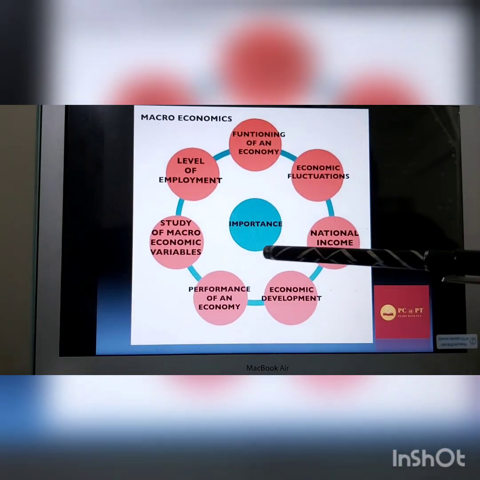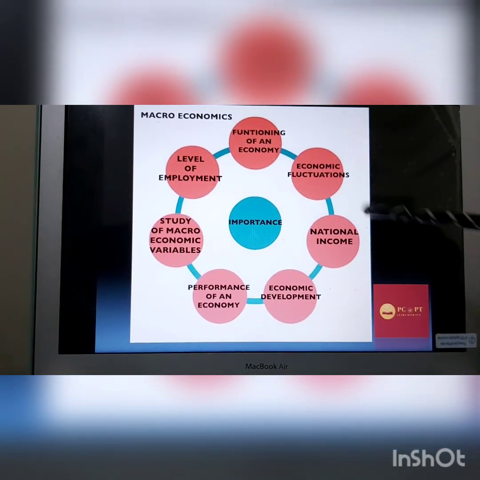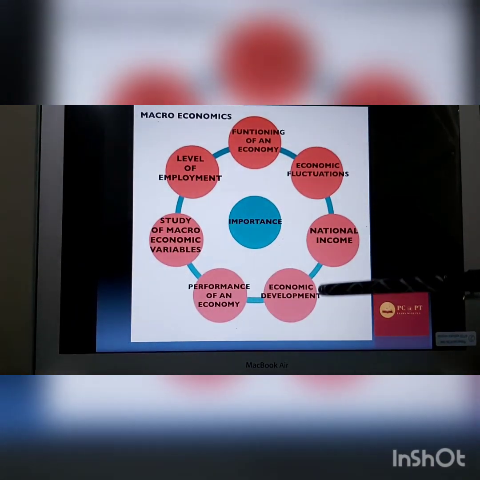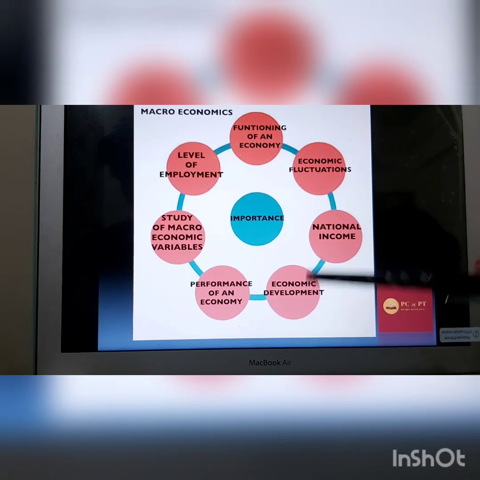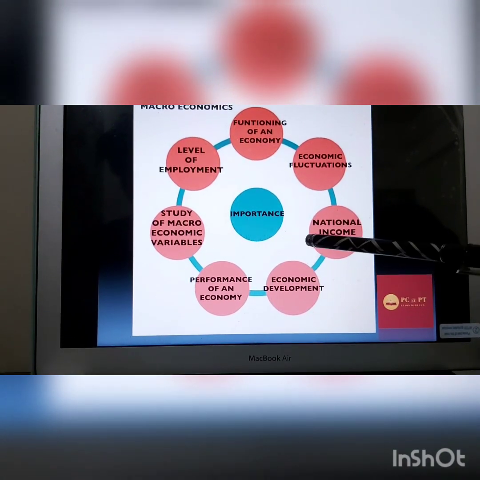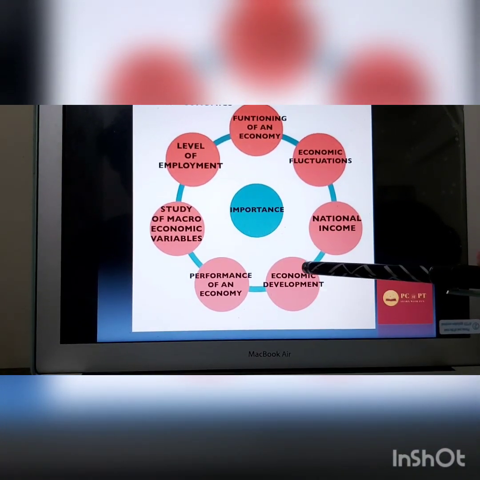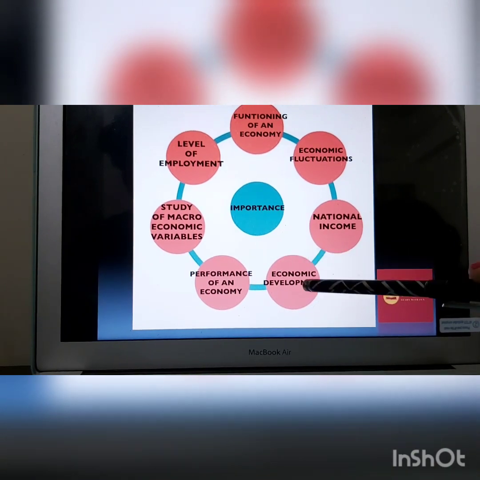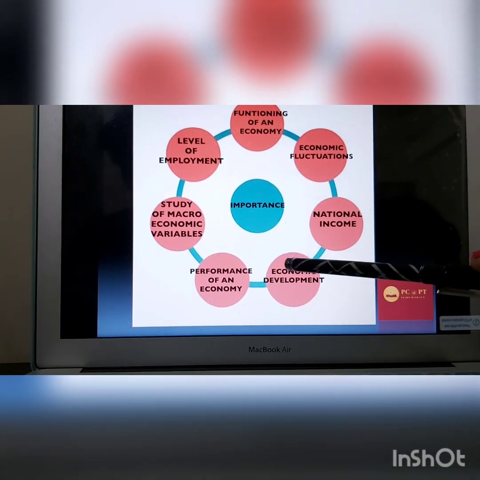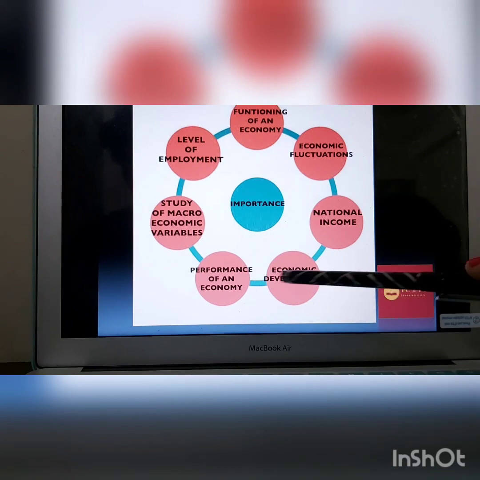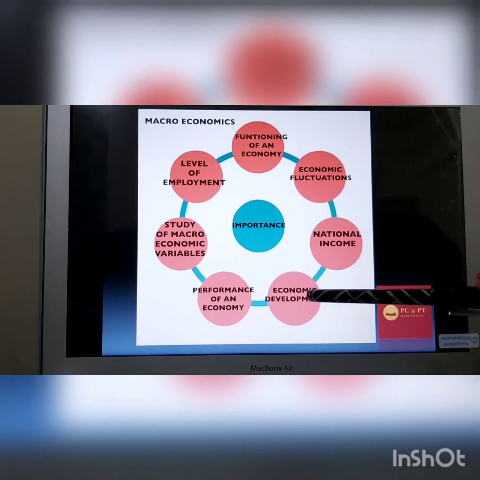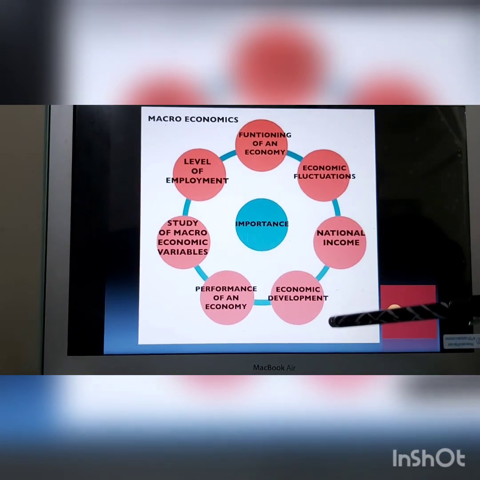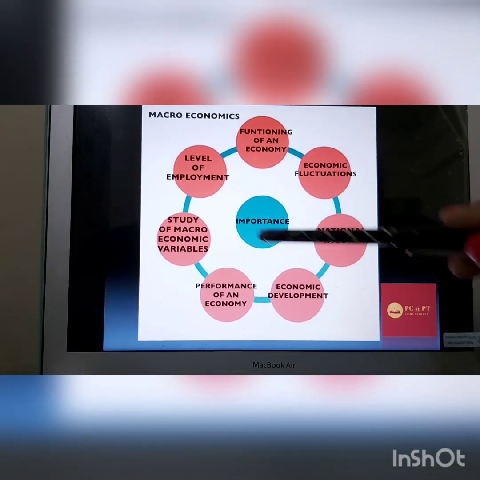National income, I won't explain. I have explained that the total income of the country should increase. Next, economic development. Again, I have explained this. Economic growth plus what else did I say? Educational index, that is your literacy index. Life expectancy index, meaning average age or average life of a person in a country. And the third was nothing but standard of living.